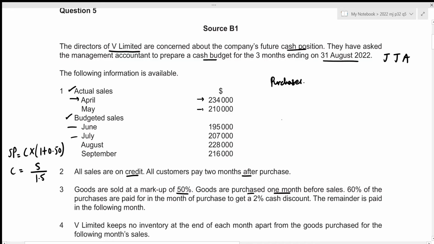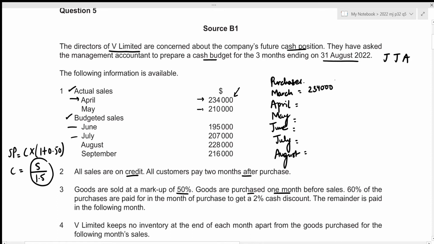For the month of April, the goods will be purchased in the month of March. So for March, April, May, June, July, and August. And we'll be just utilizing this formula that our purchase will be equal to sales divided by 1.5. So for the purchase in the month of March, it will be equal to the sales in the month of April divided by 1.5. So that's 234,000 divided by 1.5, which results in the amount of 156,000.